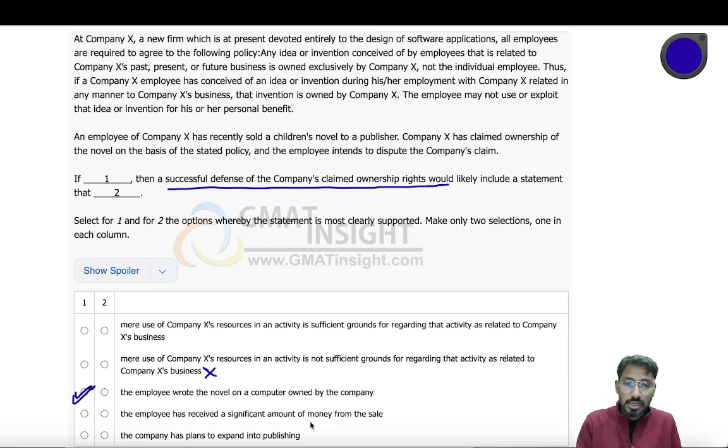It might defend based on that. But anyway, keeping this as the first part because it likely fits best at that particular space, mere use of company X's resources in an activity is sufficient ground. This looks like the final nail in the coffin in the defense. And if you really like these kinds of statements, I suggest you watch the series Suits that is completely based on legal disputes and legal battles. Now, if the employee wrote the novel on the company computer, then mere use of the company's resources in the activity is sufficient ground for regarding that activity as related to company X's business. So based on that, the company can successfully defend its claim. That is how we answer this question.